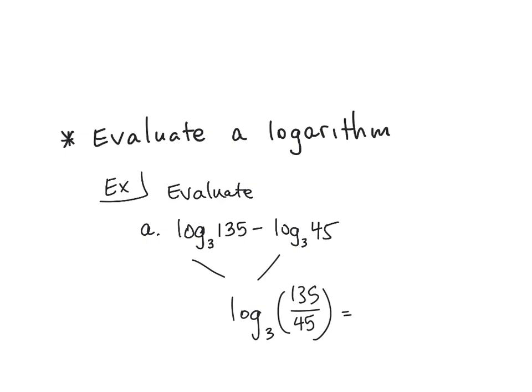135 divided by 45 is 3. Then applying properties from the previous lesson, 4.3, 3 has a power of 1. And since these now have the same base, log base 3 cancels a base 3. So the answer is 1.